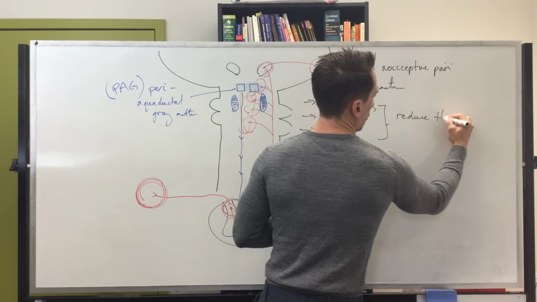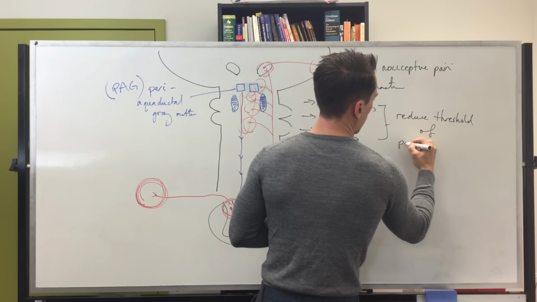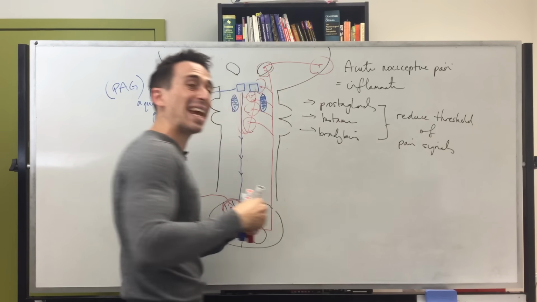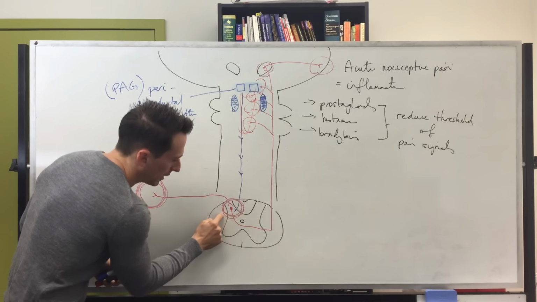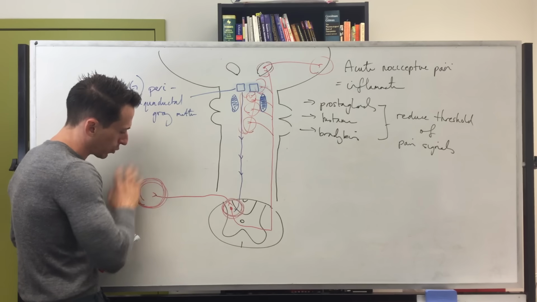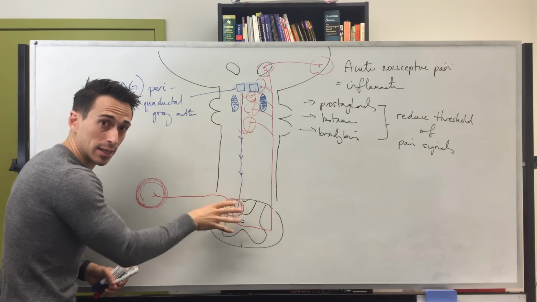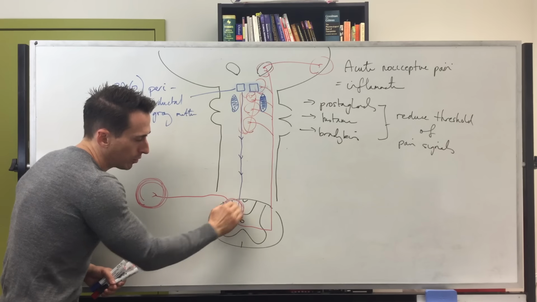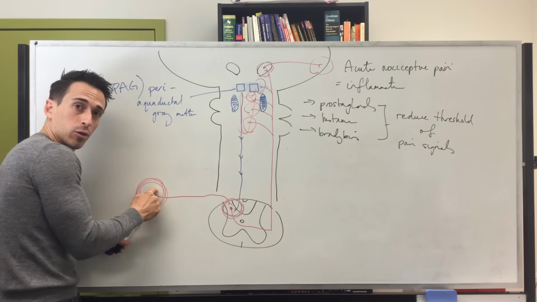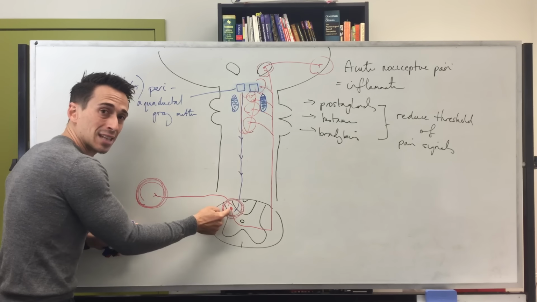Reduce threshold of pain signals. So it makes it easier to send a pain signal. Now this can happen here in the spinal cord, for example, and what that means is all these chemicals, so you get some sort of painful stimulus, it sends it here and more chemicals are released here, which means that this pain neuron, the threshold's dropped, and you don't even need to trigger this peripheral fiber very much at all to result in the same amount of pain.